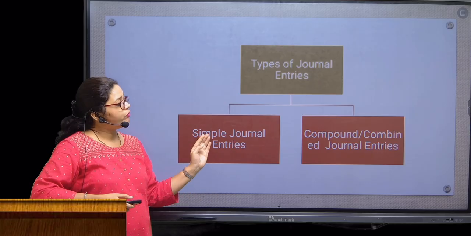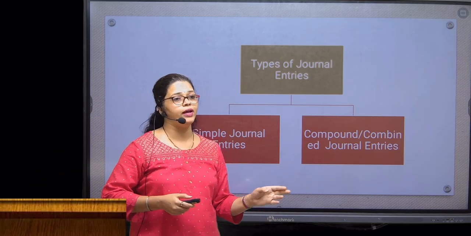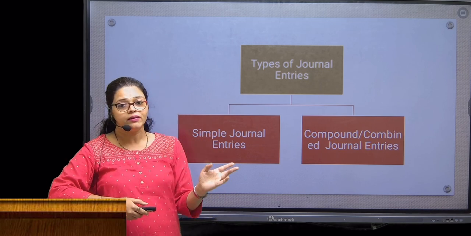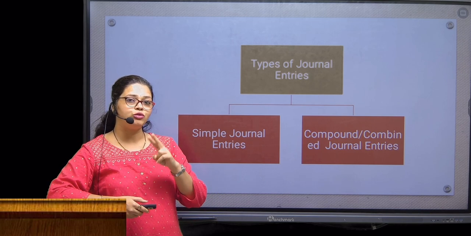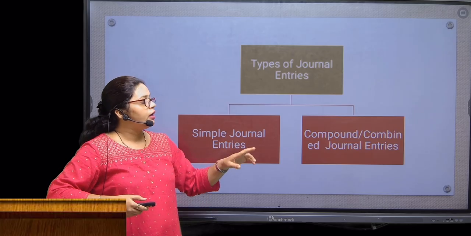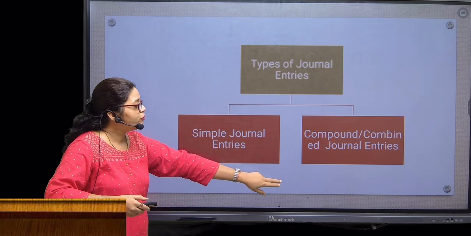Whereas in a compound, or combined, journal entry, one effect will be for a debit transaction and the corresponding credit transaction will have two or more entries. It can be vice versa also. So I can explain this well with an example.